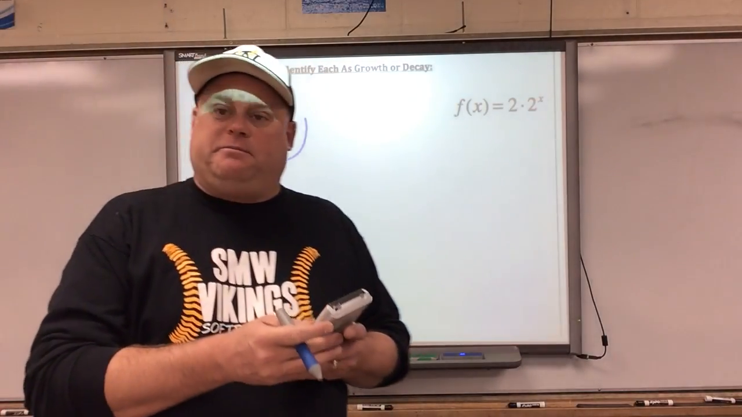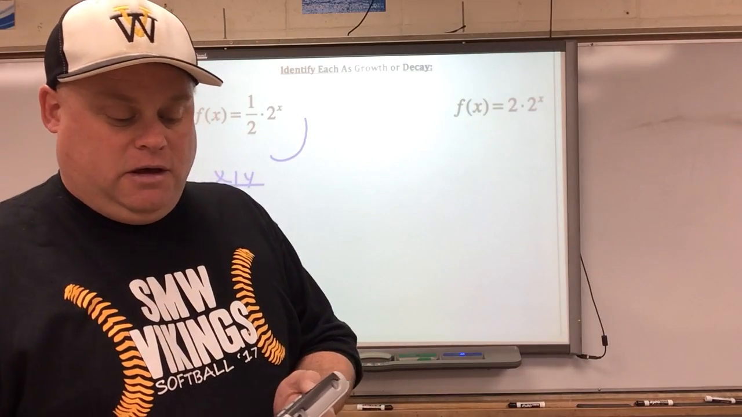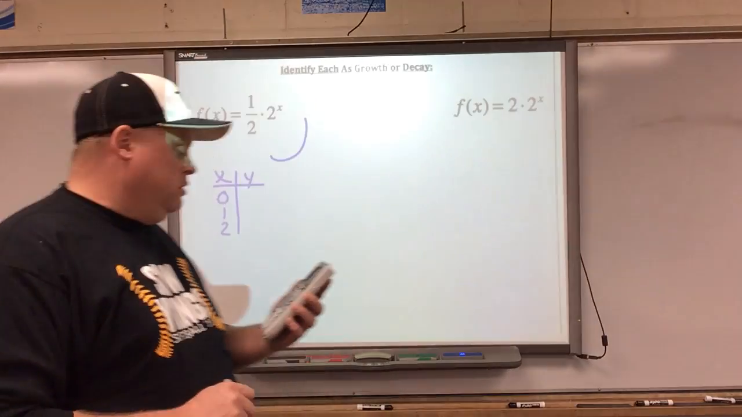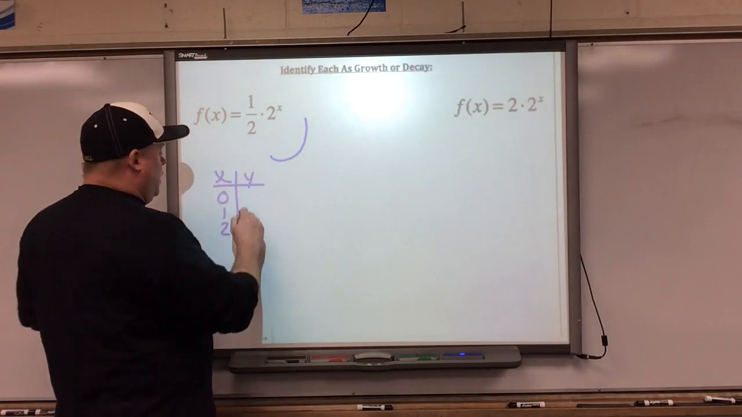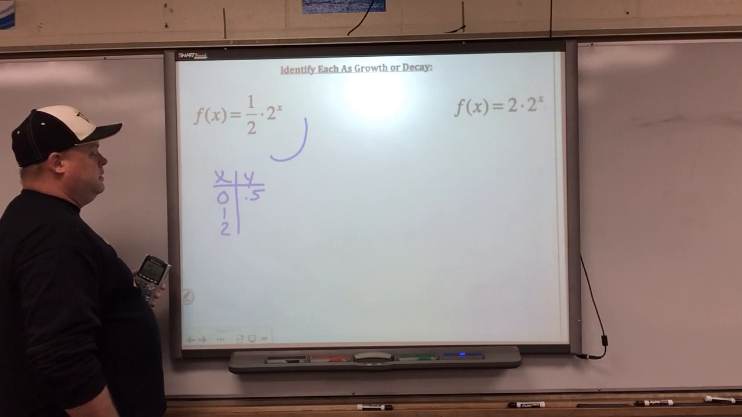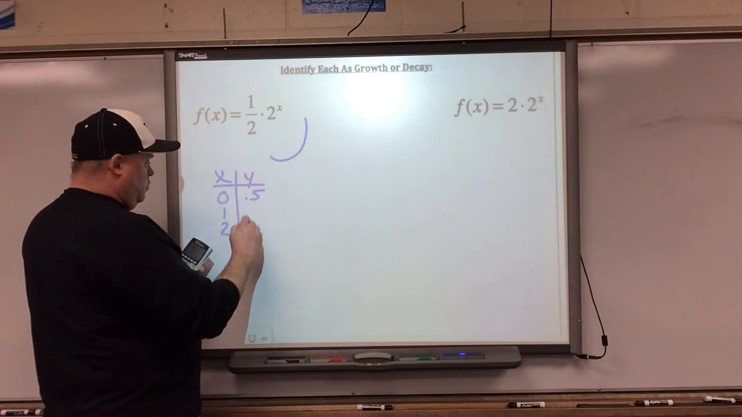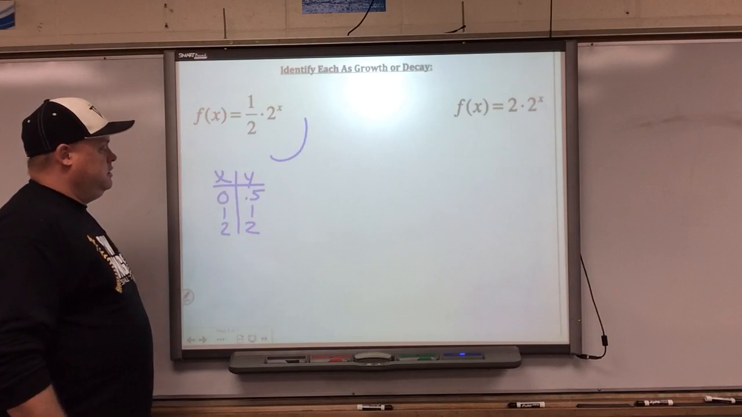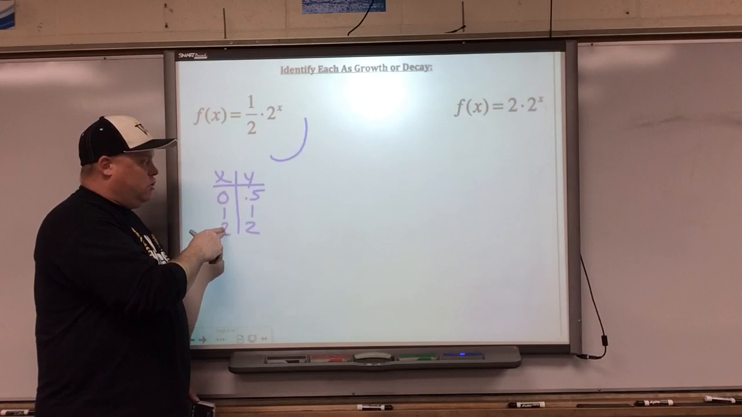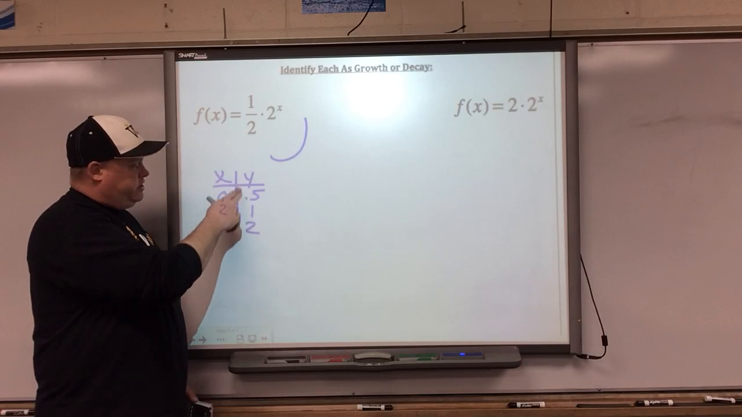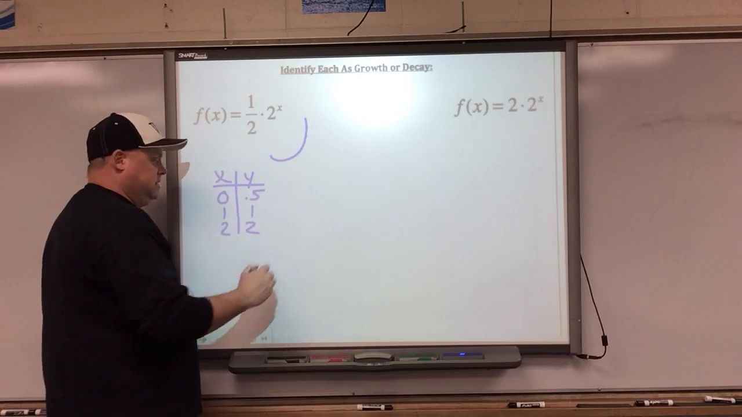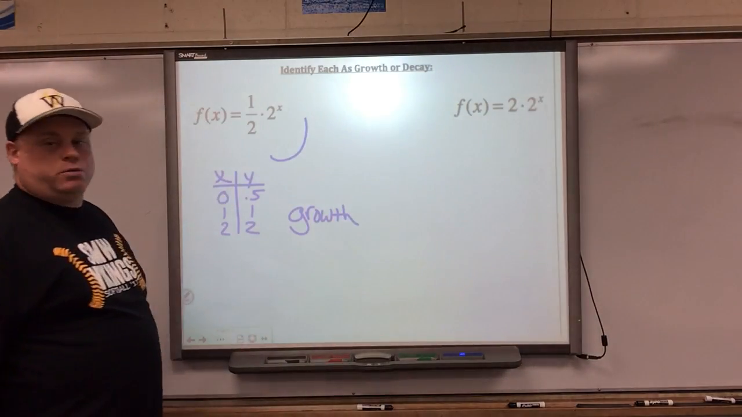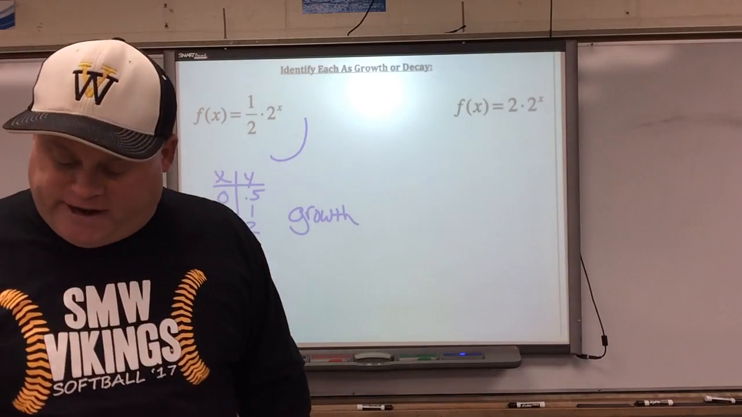If I hit the second button and graph, it's going to pull up the table. Just find where 0 is on the table. When x is 0, y is 0.5. When x is 1, y is 1. And when x is 2, y is 2. As my x's grow from 0 to 1, 1 to 2, did my y's grow? Yes. So this is a growth. Let's do this for the next one.